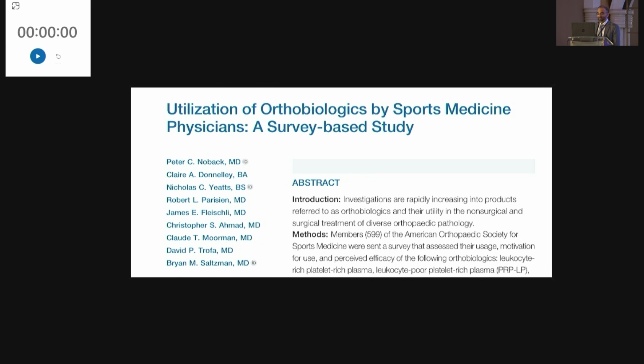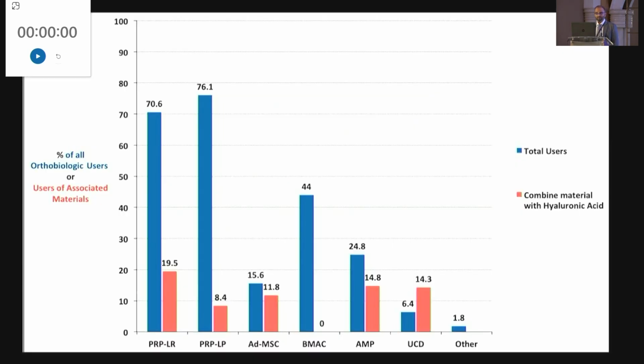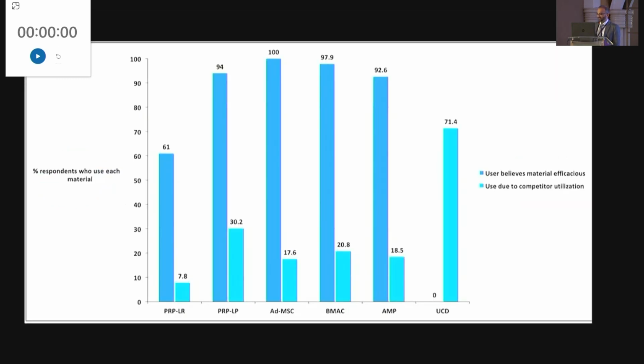And then the last couple of slides, the utilization by sports medicine physicians. If you see, this is the total users and where they've combined, the orange is where they've combined it with hyaluronic acid. So you don't really know which one is working over there. So the next is, the question was, why are you injecting it? While the bar on the left is that the user believes that actually what they're injecting is good, the small bar on the right is because someone else is injecting it. Their competitors are injecting it. That's why they're injecting it. So although a lot believe in what they're doing, not an insignificant amount are doing it because everyone else is doing it.